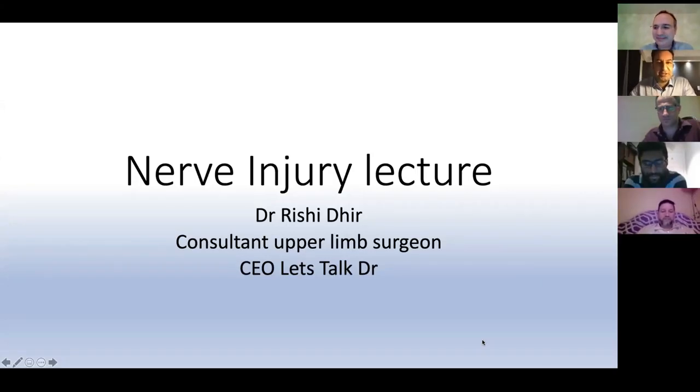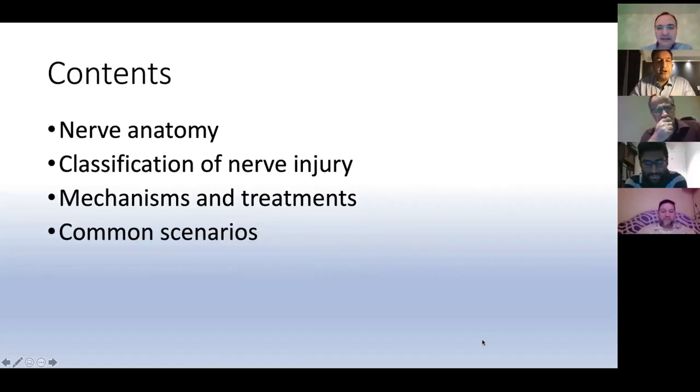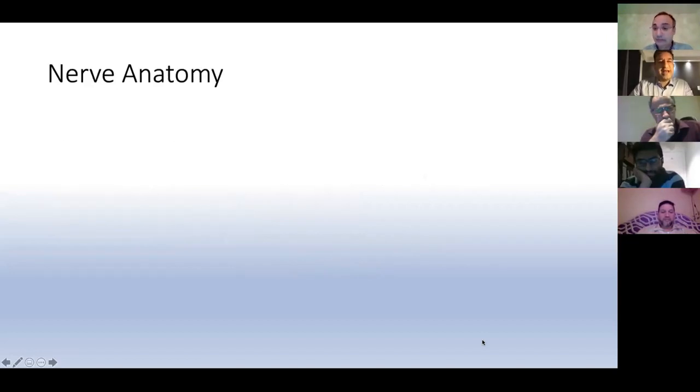And I hope to teach you tonight about nerves and also nerve injuries. I'll try and make it as relevant to FRCS as possible. So tonight we're going to look very briefly at nerve anatomy. We're going to look at nerve injuries in particular, how you classify them, and a mechanism for dealing with them as well. And then we'll try and look at some common Viva scenarios as well. So let's start with nerve anatomy.